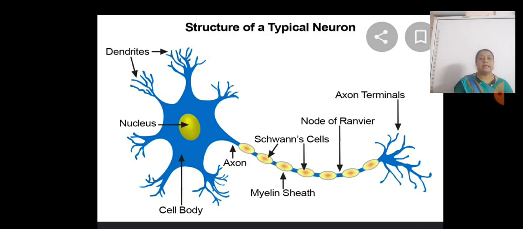Now you see the diagram of a typical neuron. The neuron is the functional unit of the brain. This is the structure of a neuron. So that is all about animal tissue. I hope you understand about animal tissue.